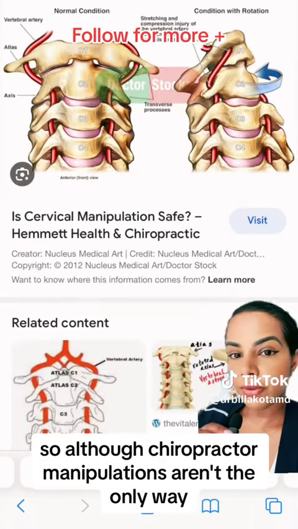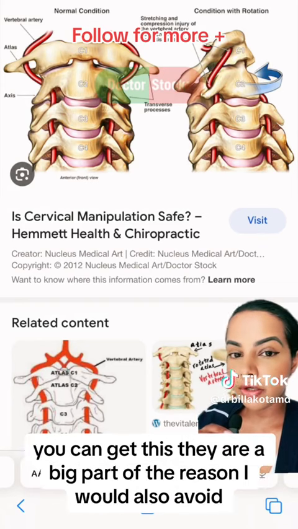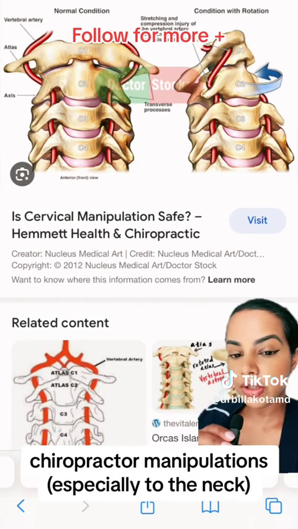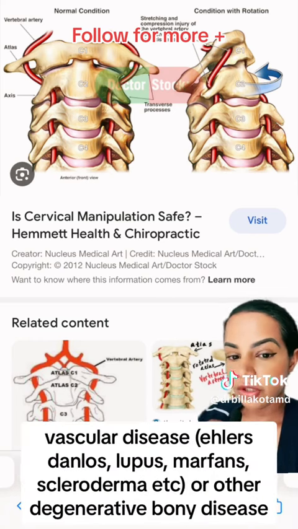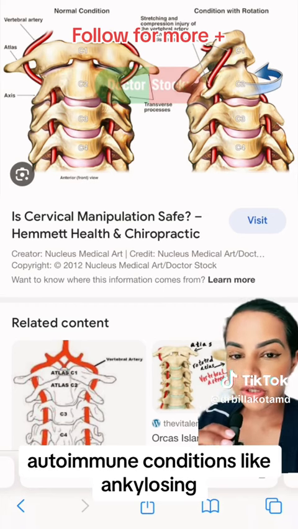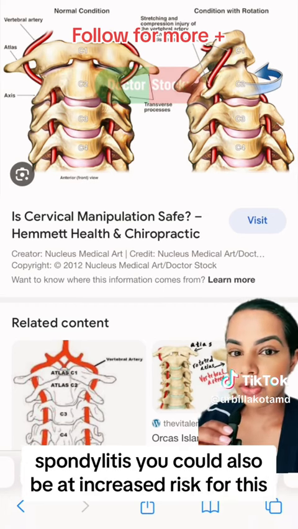So although chiropractor manipulations aren't the only way you can get this, they are a big part of the reason. I would also avoid chiropractic manipulations if you are someone who has a collagen vascular disease or other degenerative bony disease, autoimmune conditions like ankylosing spondylitis. You could also be at risk for that.